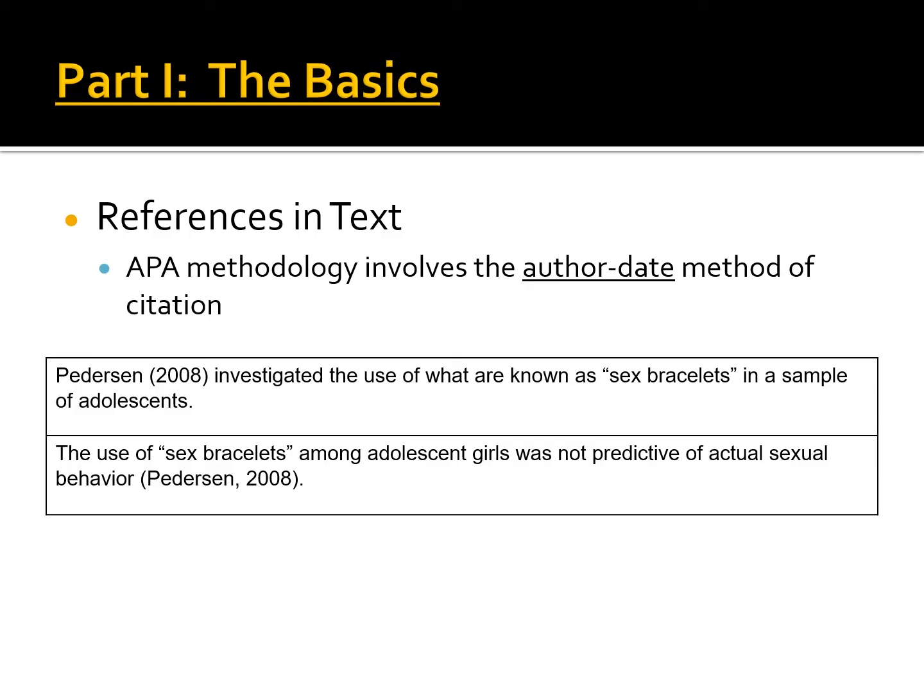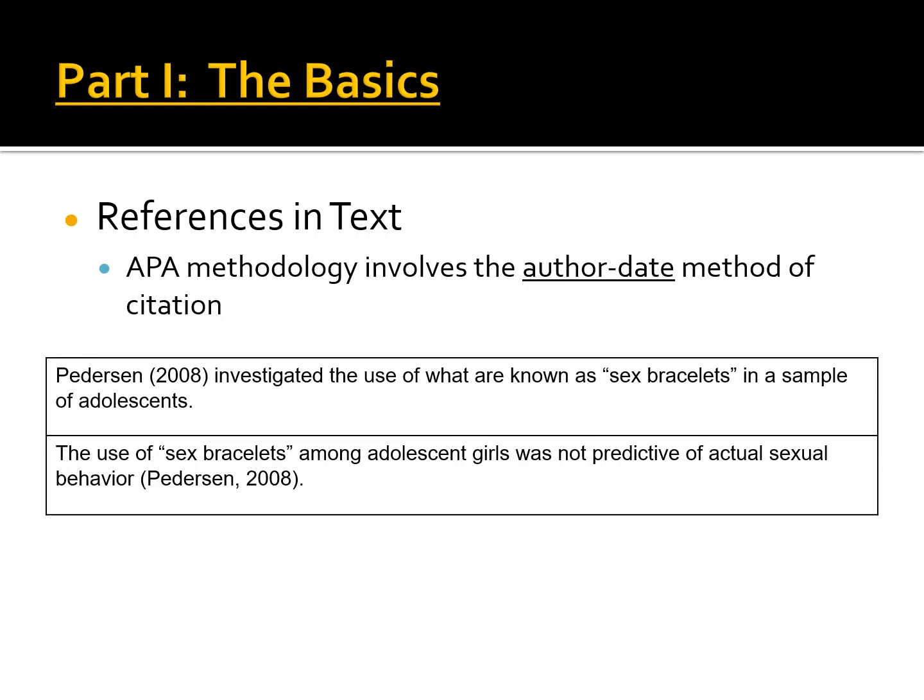And of course, we start with references in text. APA 7 is no different from APA 6 when it comes to citing references in text. The APA methodology involves what is known as the author date method of citation. In other words, whenever you are citing a reference, you include the author's last name only, not first initials, just last name, and then the date of the research study that you are referencing.